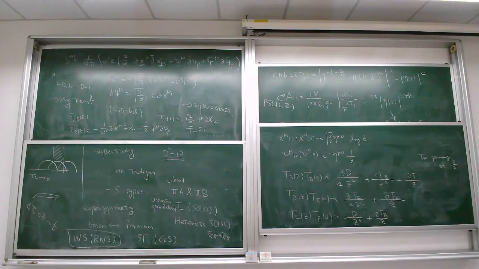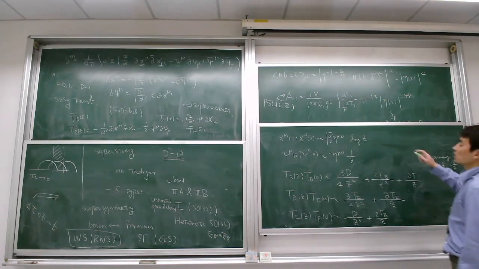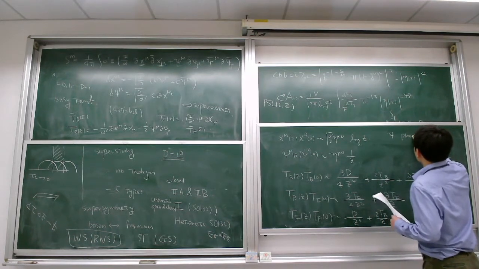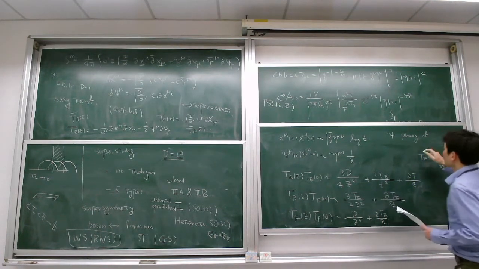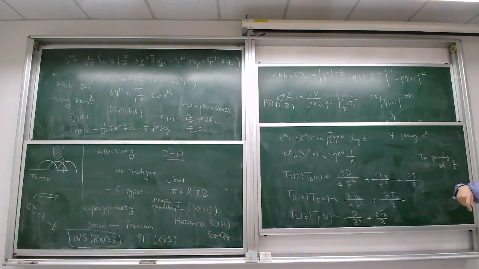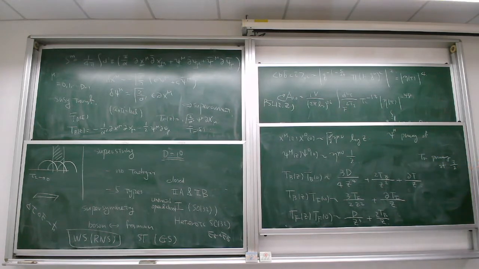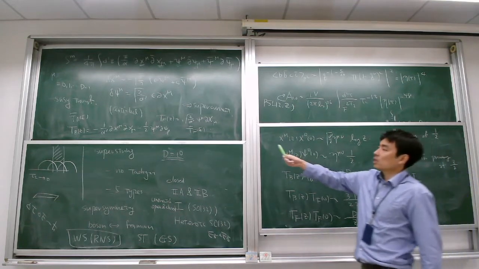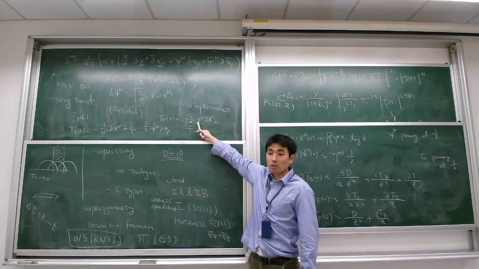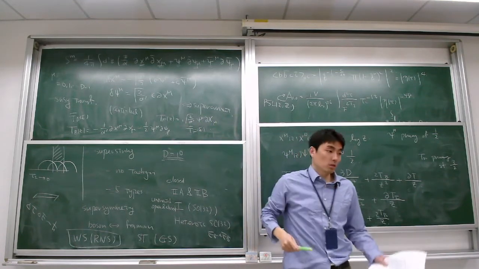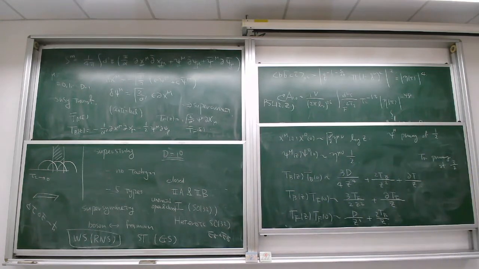That is very natural from the viewpoint that you already knew that psi mu is primary of conformal dimension what? 1 over 2. So if you look here, this has conformal dimension 1 over 2, and this has conformal dimension 1. So if you add them up, you get 3 over 2. That's very natural.